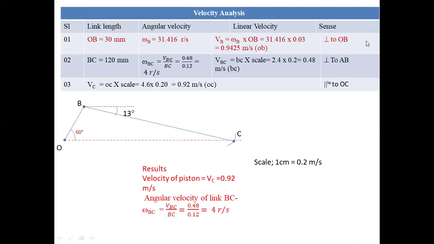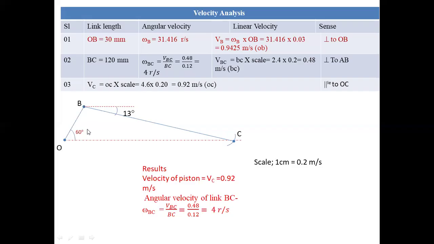Now, how can one plot the velocity diagram? Again, you have to consider the length of that particular link, angular velocity, linear velocity, and the orientation. For crank OB, the length is 30 mm. Angular speed is 31.41 radian per second. So you can calculate velocity 0.9425 meter per second by taking R into omega. Then next we have the connecting rod, length 120 mm. Now we have to measure the velocity of the connecting rod by drawing a velocity polygon.